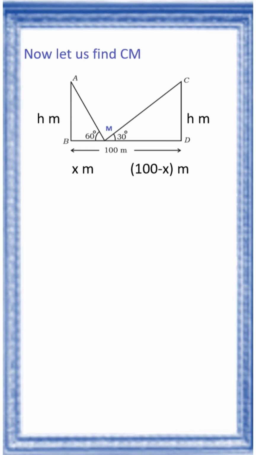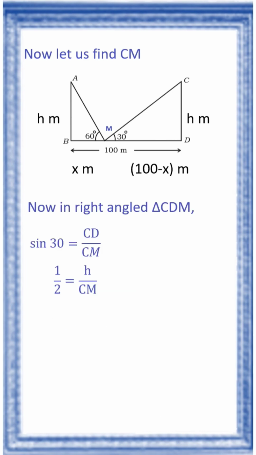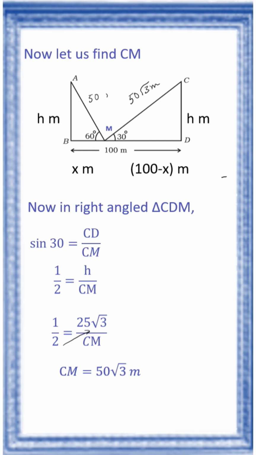Now in the right angle triangle CDM, observe the figure. Here also I am using sin 30, CD by CM. Instead of CD you put H. CM we have to find out. Sin 30 is half. The value of H we know, 25 root 3, substitute. So CM is equal to, cross multiply, 50 root 3 meter. So the length of the wire CM is 50 root 3 meter and this is 50 meter.